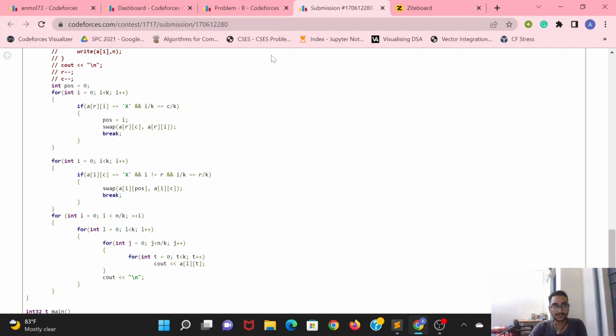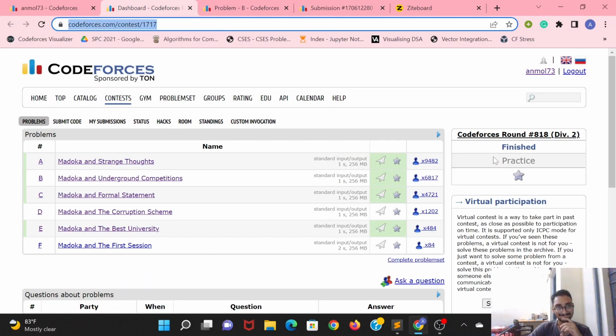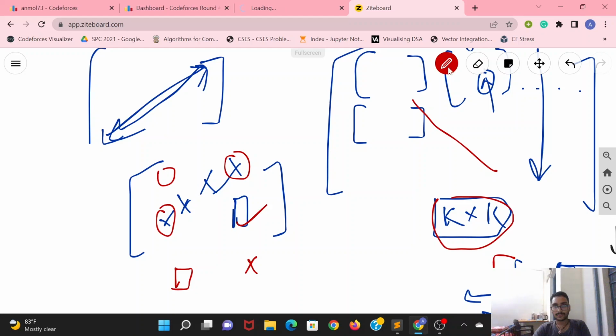Again, I explained the problem in quite a lot of detail. Probably my solution is not the best solution, but I used this to solve this in the contest. So let's move ahead to problem E now. I'll just open another sideboard. This has become clumsy.